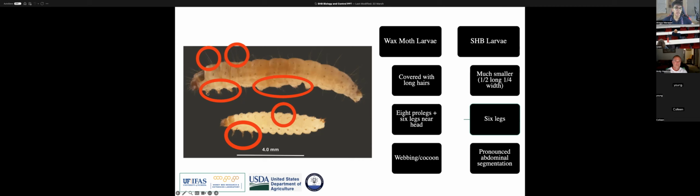In addition to that, it has 6 legs near the head and then 8 prolegs near the back. I illustrate this because it can be confusing, looking at these at first glance and thinking that they're the same thing. Obviously, the biggest characteristic that defines these two is that the wax moth larvae have webbing and cocooning inside the hive, and the small hive beetle larvae have the defecation and that slimy situation.